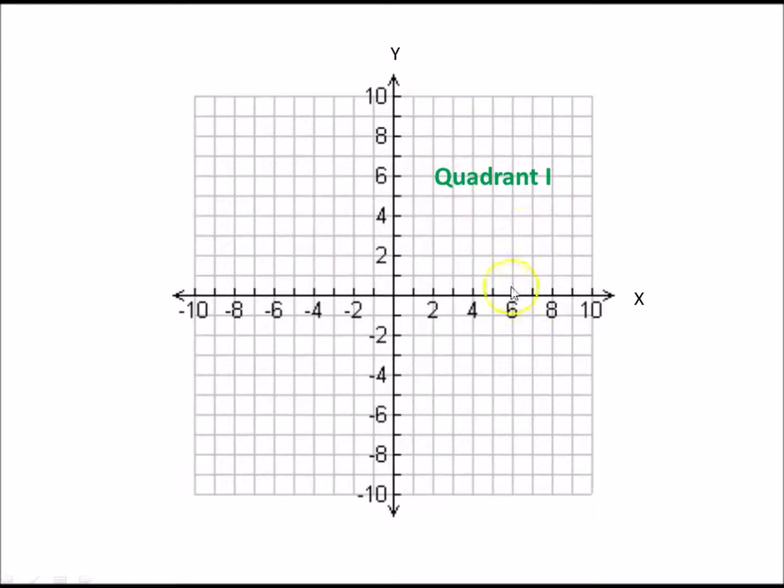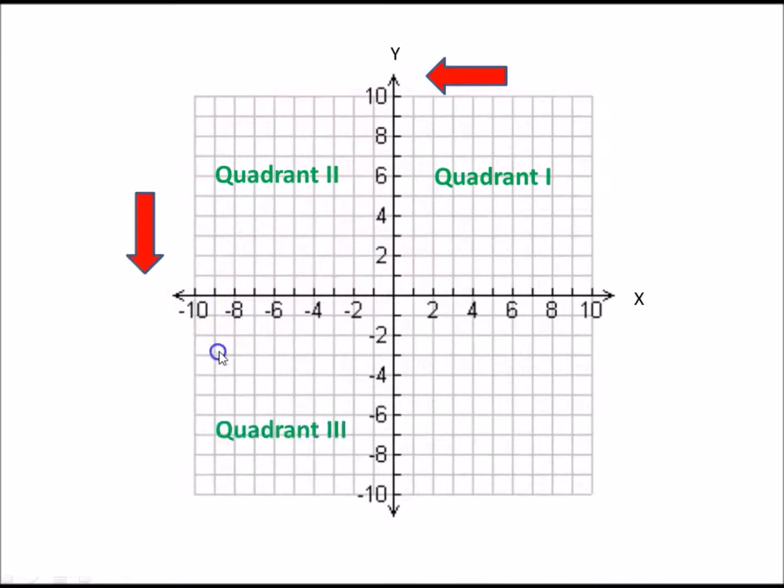So this is quadrant 1, where the x-axis is positive and the y-axis is positive. This quarter of the box right there is going to be called quadrant 1. Now the quadrants are going to go this direction. So quadrant 2 is everything in this box right here where the x-axis is negative and the y-axis is positive. This quadrant right here is called quadrant 2.